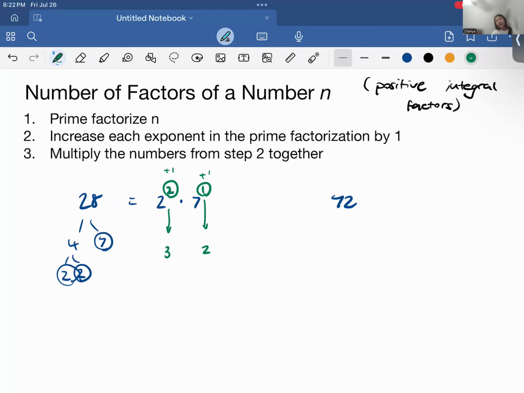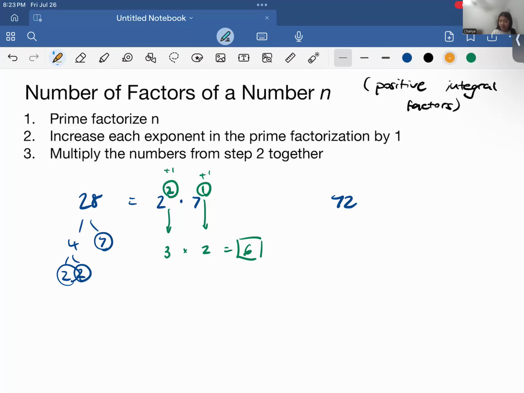Once we have that, we're going to multiply these numbers together as step 3. That's going to be 3 times 2, which is 6. So the total number of positive integral factors, or in other words, the factors of 28 that are integers and positive, is 6. And you can easily verify this, right?